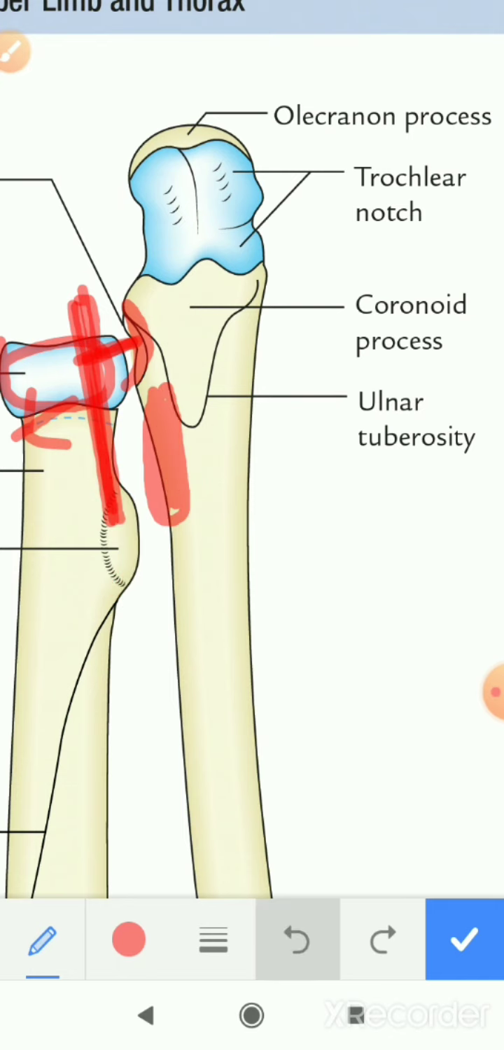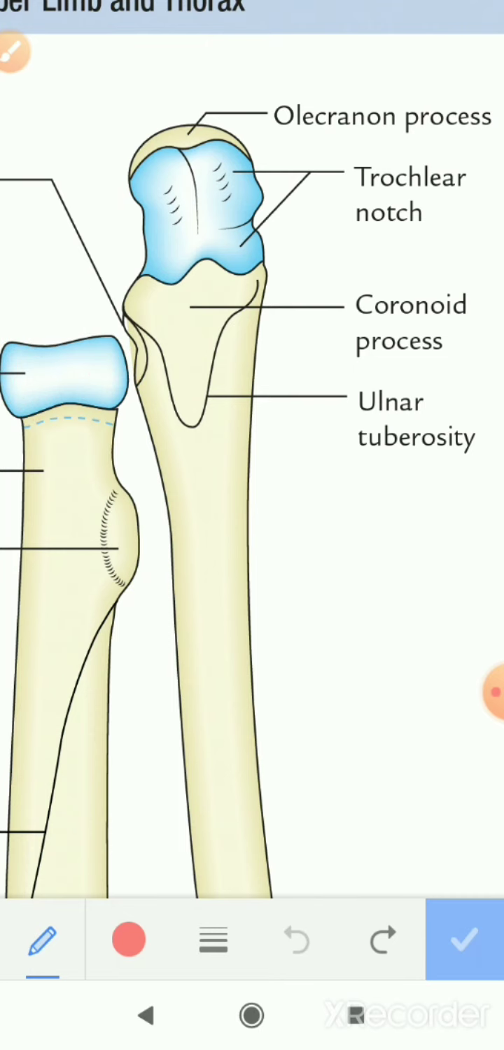This supinator fossa is bounded behind by a crest that is called the supinator crest. So this one is the supinator crest and this is the supinator fossa. From both the supinator fossa and supinator crest there is origin of the supinator muscle.